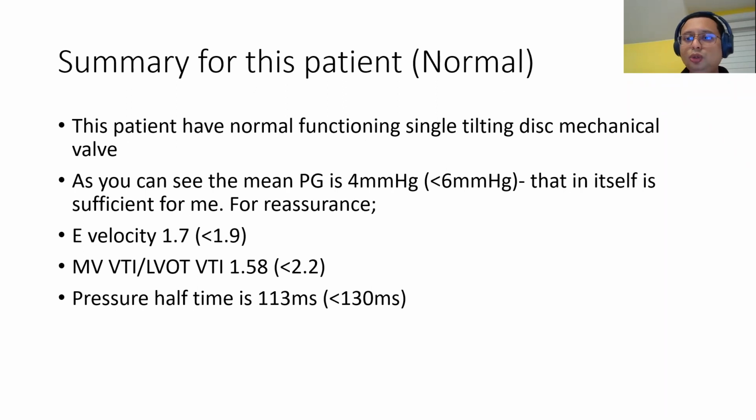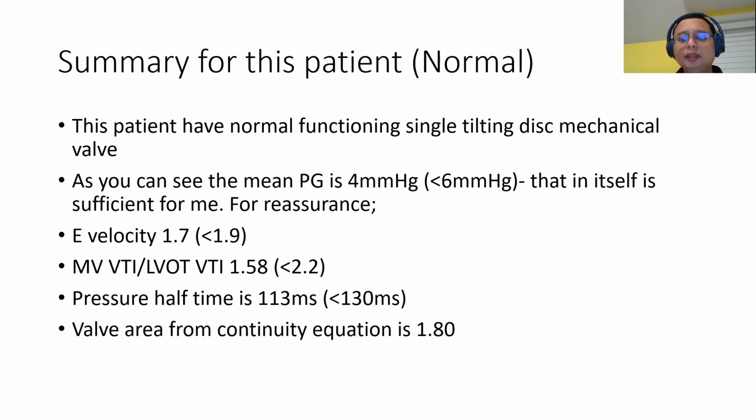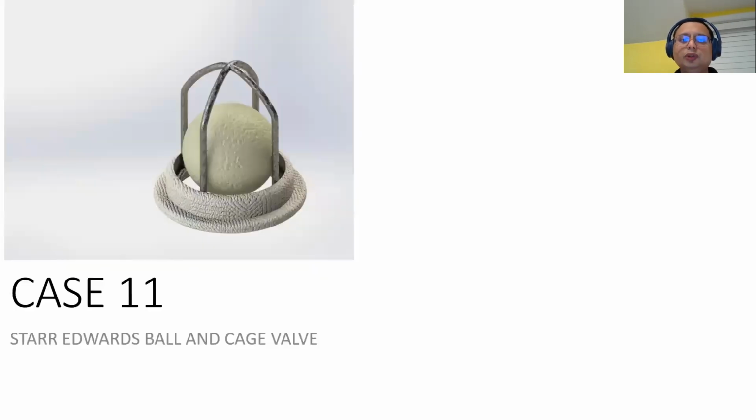Now, if you want to use an alternative algorithm, the Blauet Miller algorithm, you will also see that this is just a normal, fully functioning metallic valve. So let's look at our second case. The first one is a single tilting disc.